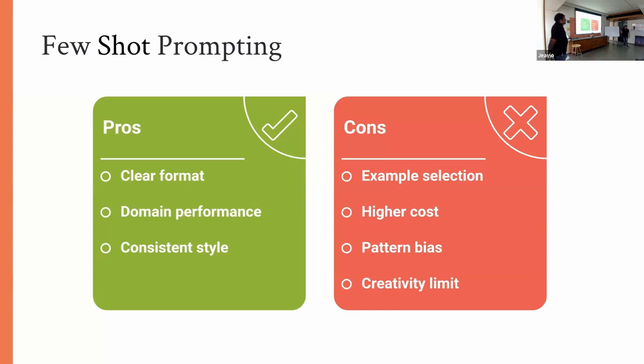Also, there is a pattern bias based on the examples you provide. There could be a pattern that the LLM recognizes and it would be biased based on the examples you provide. So example selection becomes a very important thing when you do few shot prompting, and you can also use a dynamic few shot if needed.